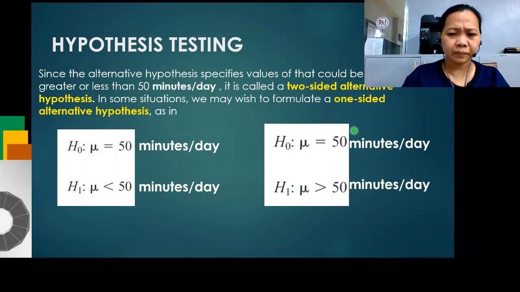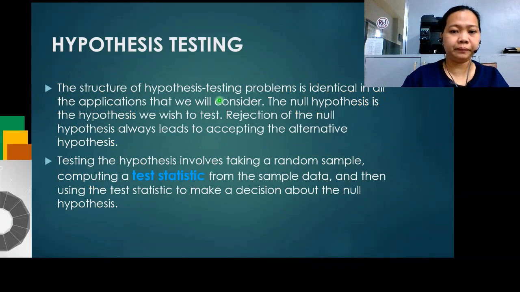So, pwede nimo siya buhatugin ani, and then pwede po siya kaning less than or greater than imuhang alternative hypothesis. Okay? Then, the structure of hypothesis testing problems is identical in all the applications that we will consider. So the null hypothesis is the hypothesis we wish to test. Rejection of the null hypothesis always leads to accepting the alternative hypothesis. So testing the hypothesis involves taking a random sample.